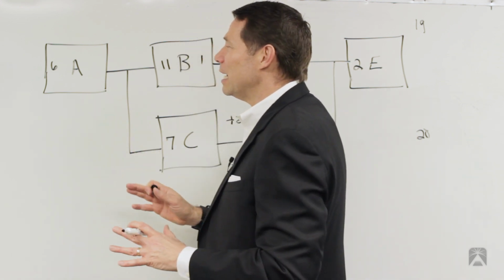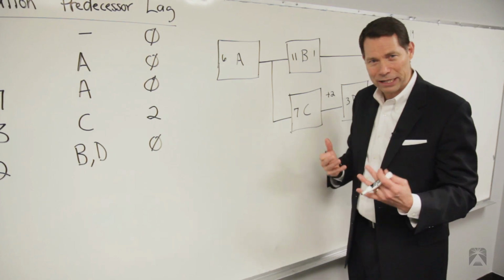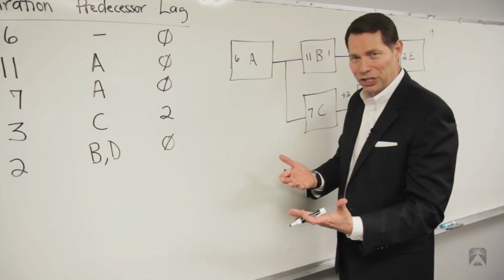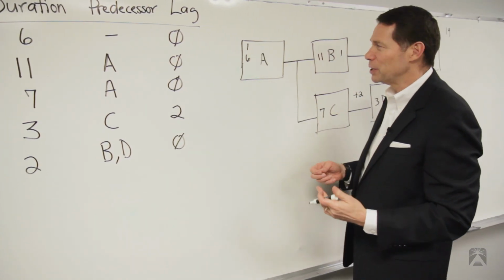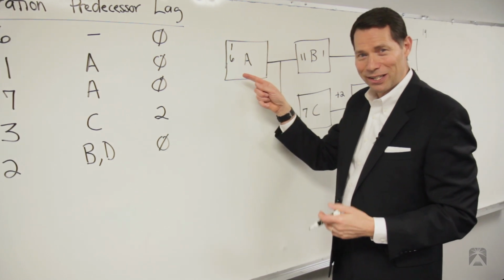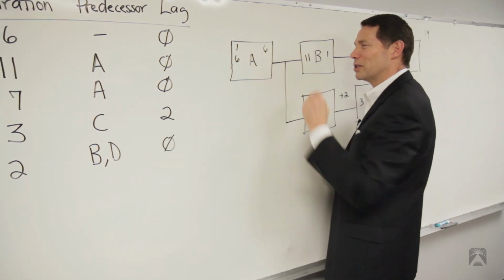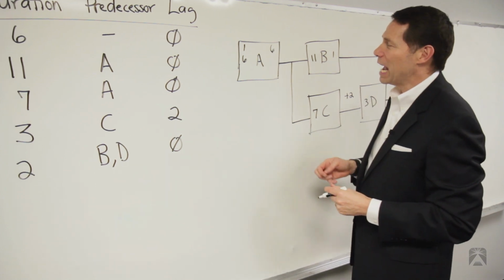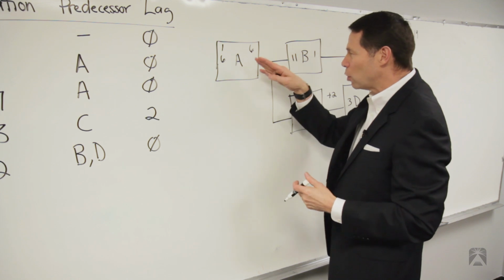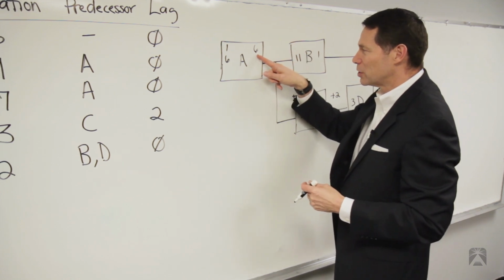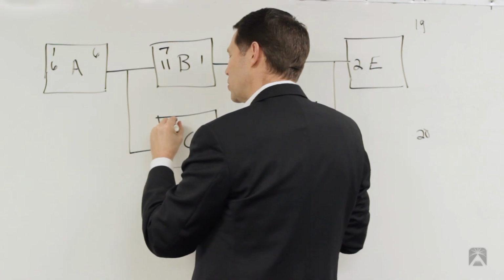But let's go ahead and do the full forward pass and backward pass on this one, all right? Just for practice. So in the way I teach it here, you're going to start with your early start of 1. And now what do we do? We take that 1 plus the 6, which is 7, subtract 1, goes back over there, goes to 6. Now, we have to account for if there's any lag, and go 1 more because we're going to need that 6. So we have to add 1. There's no lag here. So this goes to 7 and this goes to 7.